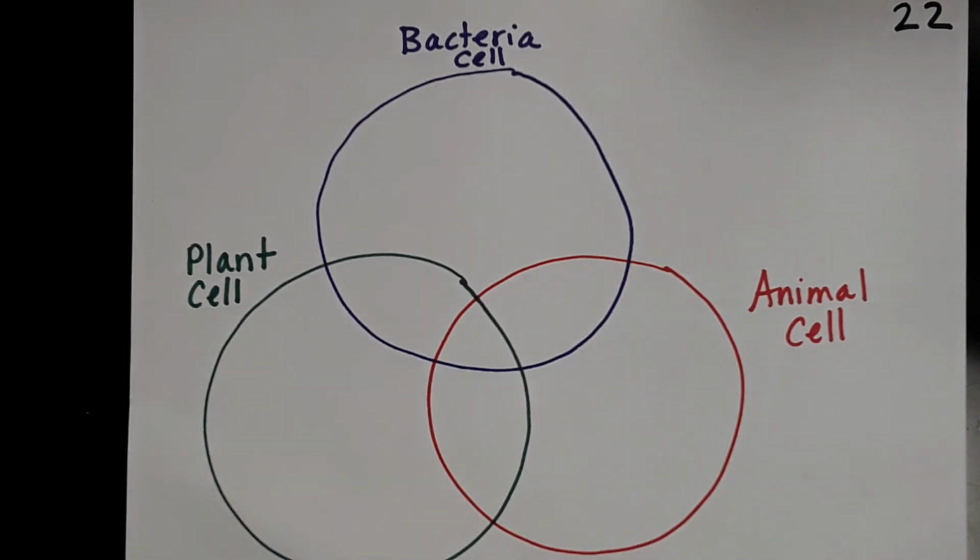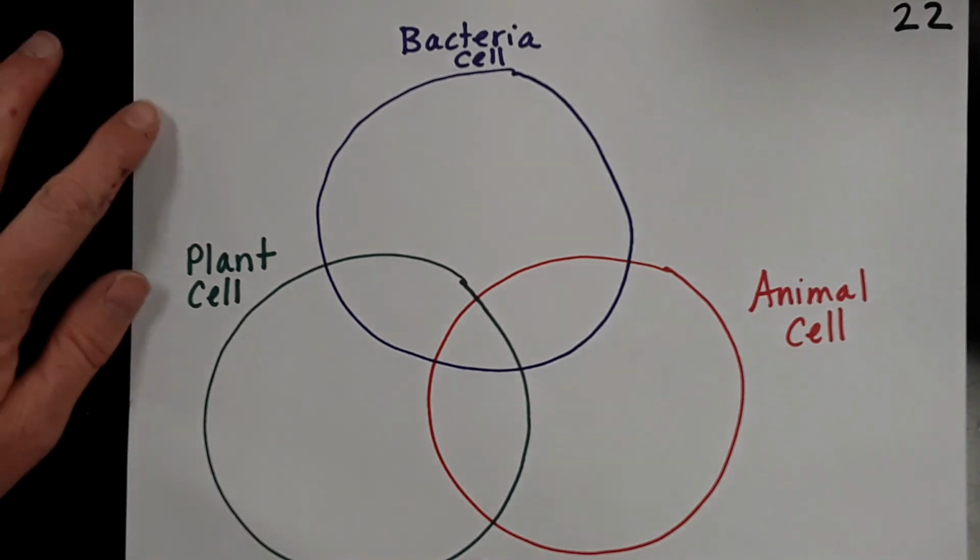When you are looking at cells, what you're going to do today, thing number one, is compare and contrast bacteria cells, plant cells, and animal cells. On page 22, set up a tri-Venn diagram, so 3 circles, and look at your list of organelles. Sort which organelles go into which structures.